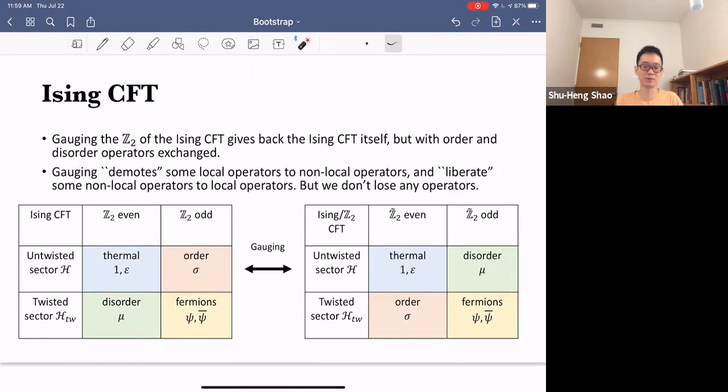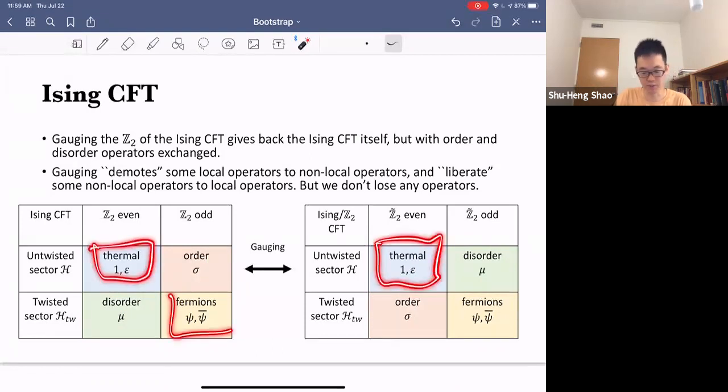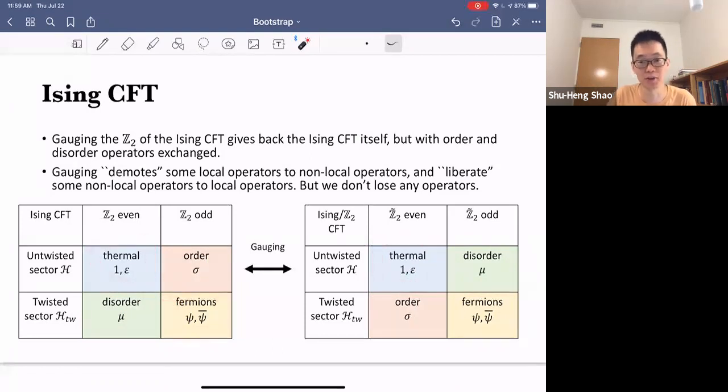So gauging in 1+1D is really like a change of social classes. You don't kill anyone, but you demote some of the guys and you promote some other guys. Some people are lucky, they're always local operators. Some people are not lucky, they're always non-local operators. And others exchange their social status.